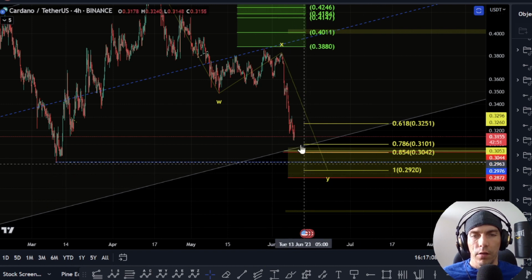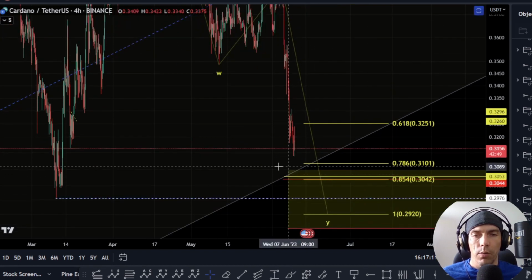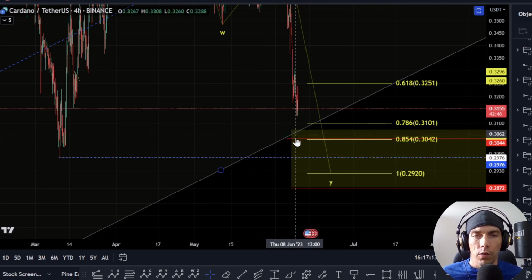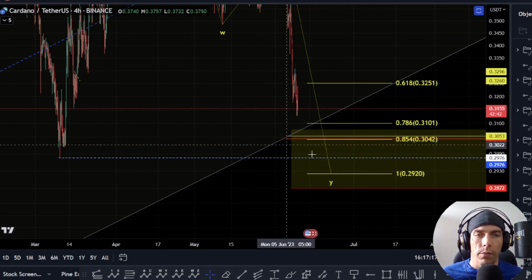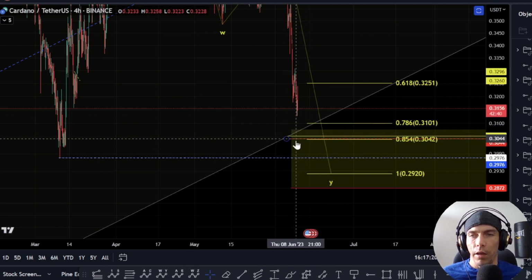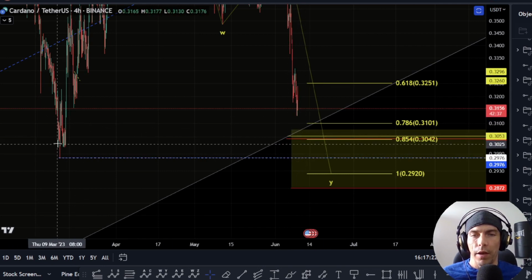What we could actually see is price move down into these levels, as we do have some naked points of control here. So towards the higher end here, we do have this 30 cent 53 and this 30 cent 44 as a daily and weekly naked point of control, which would actually tie into coming back into this low here.